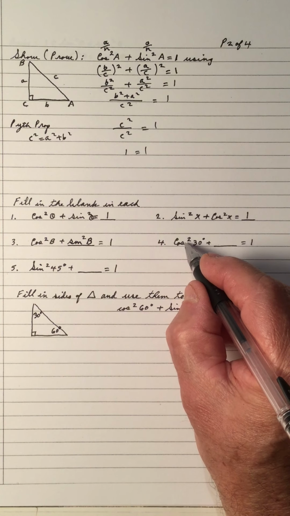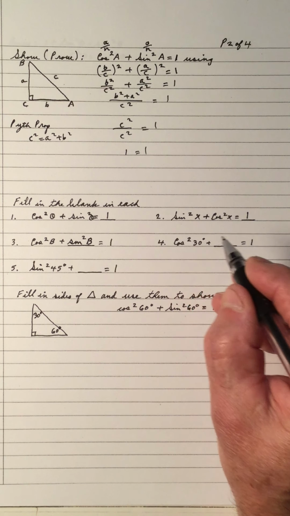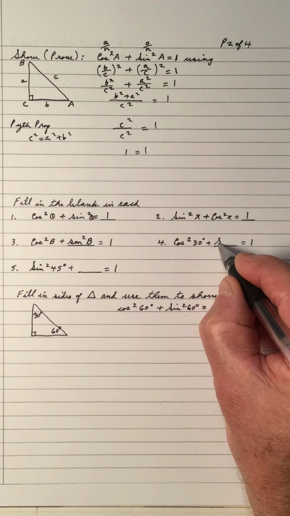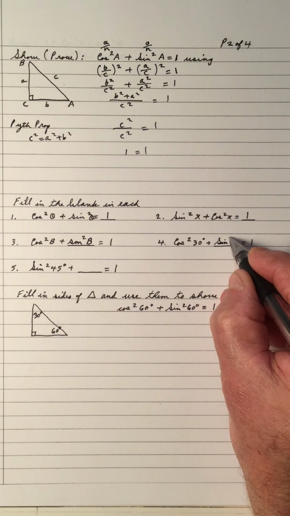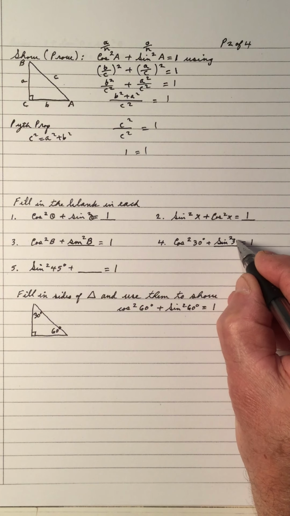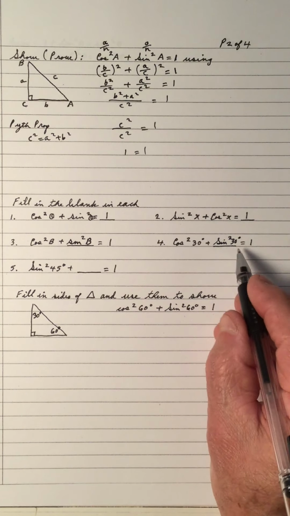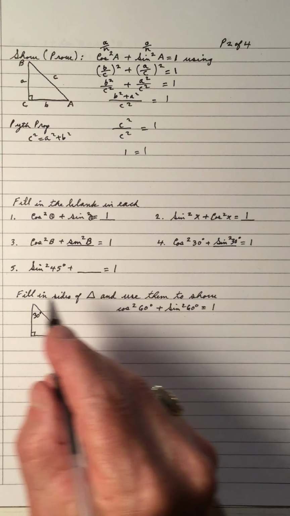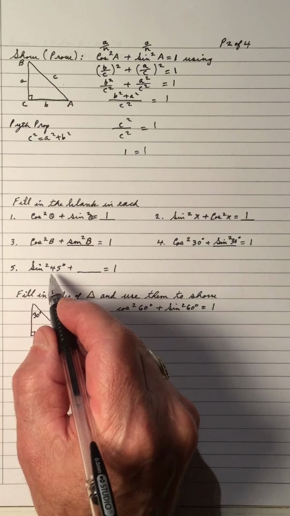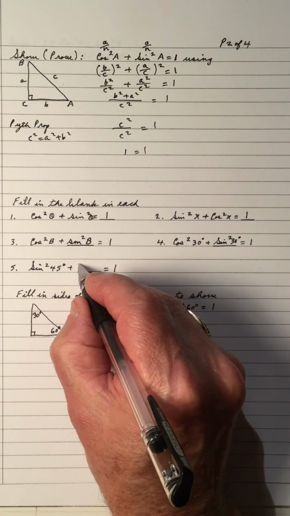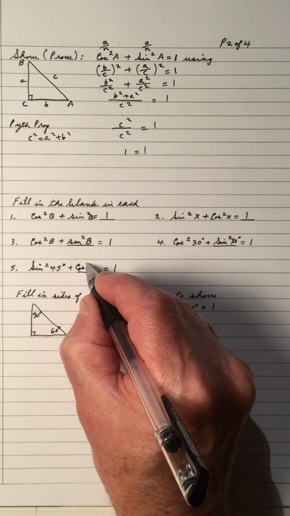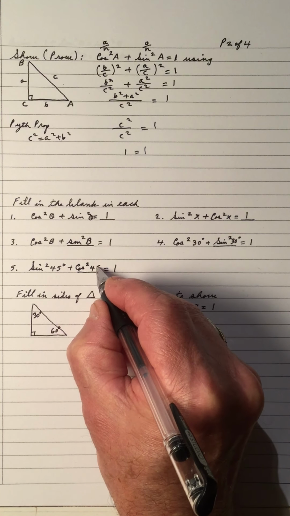Number 4, we have a cos squared of a 30-degree angle. So this is sine, and it has to be squared, and it has to be the 30-degree angle to get the 1. Number 5, sine squared 45. To get the 1, it has to be cos, it has to be squared, and it has to be the same angle, 45 degrees.